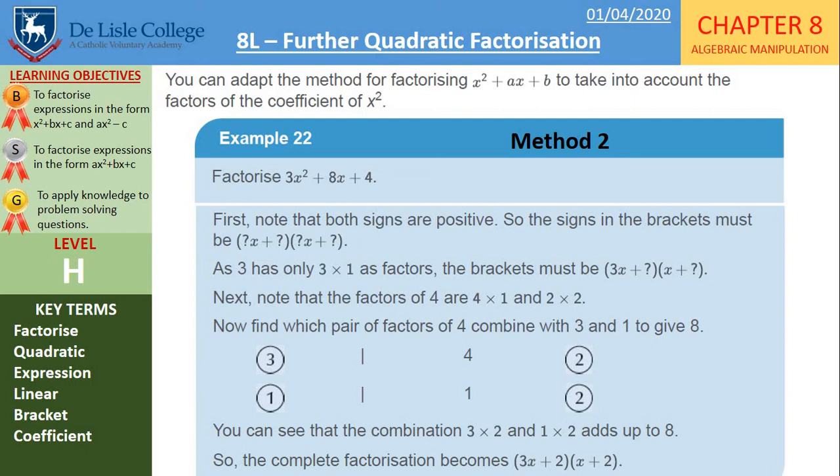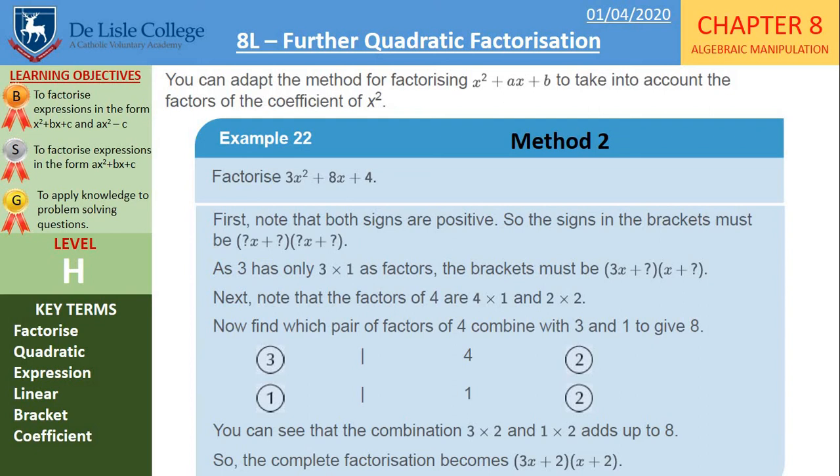So for this example, what we notice is that both signs are positive, therefore in the brackets, both values are going to be positive. But this time, the coefficient of x squared is 3. So we need two values that multiply together to make 3x squared. Well, that's going to be 3x and x. So those are the values in the brackets.